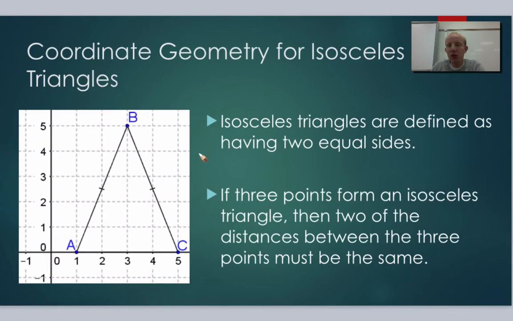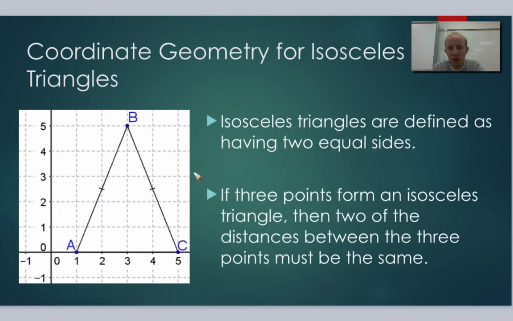So when we're dealing with triangles in the coordinate plane, we're interested in isosceles triangles in particular. If you remember from a previous math course, isosceles triangles are defined as having 2 equal sides. So if you look at this picture right here, this side, A to B, and this side, B to C, are the same length. So they make an isosceles triangle.